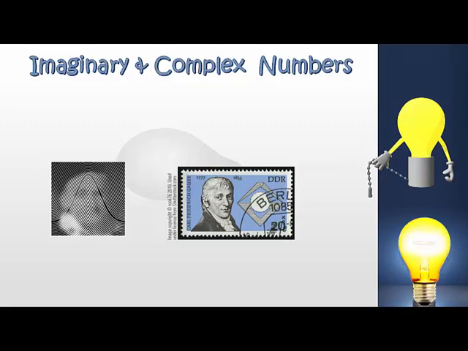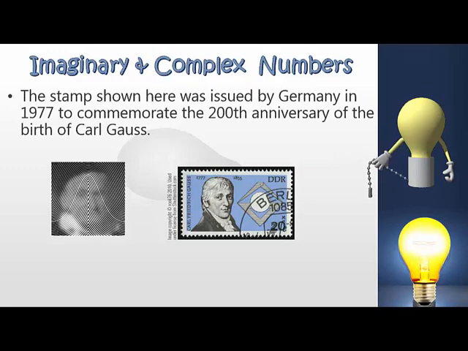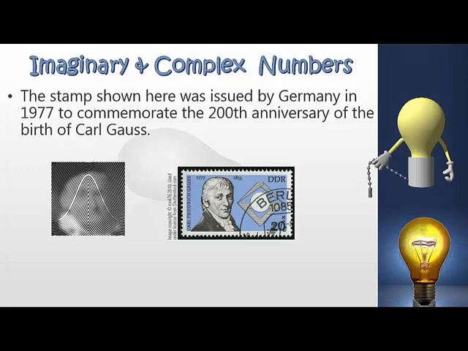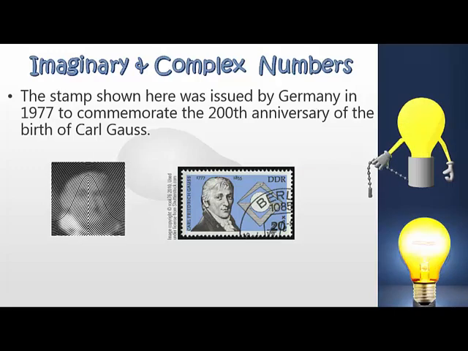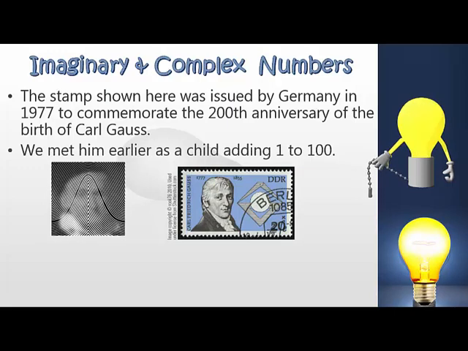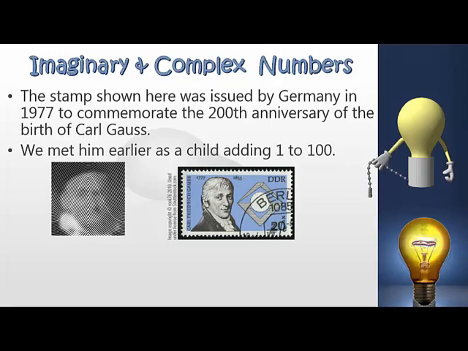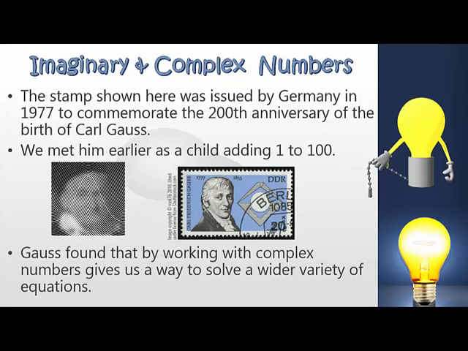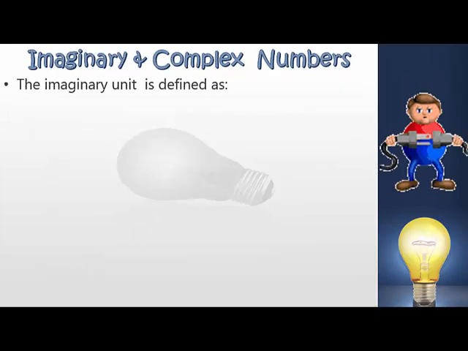So imaginary and complex numbers. Well, as you can see on these stamps, this shows Carl Gauss. And remember Gauss, we learned about his numbers before. Gauss was a very brilliant guy, and he was one of the people who worked a lot with what we're going to learn about, imaginary and ultimately complex numbers. So remember, we met him earlier as a child adding 1 to 100. He also worked on complex and imaginary numbers.